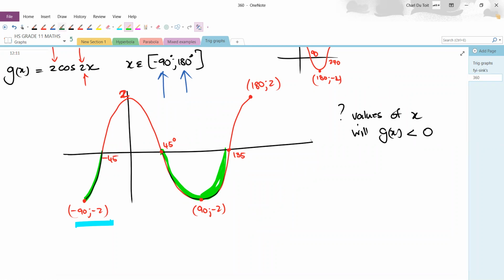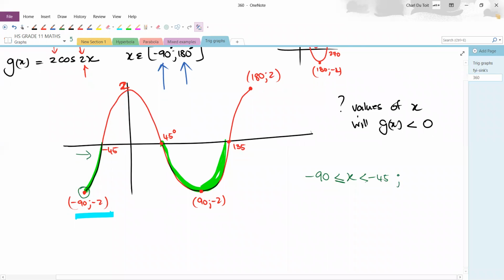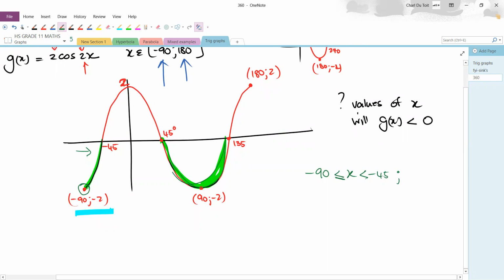Okay, the first green section starts at -90 and it ends at -45. So x must be larger than -90, so further to the right, and smaller than -45. There's a little mistake I've made. I'll show you now. It can also be equal to -90, because when it's equal to -90, it's still negative or below the x-axis.